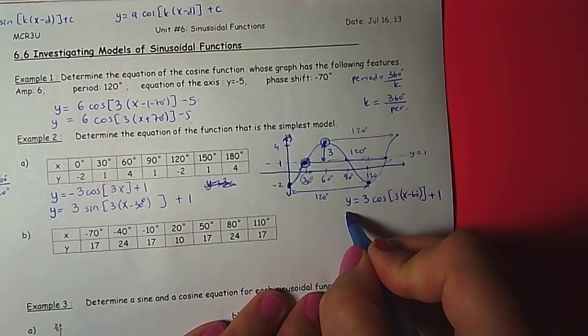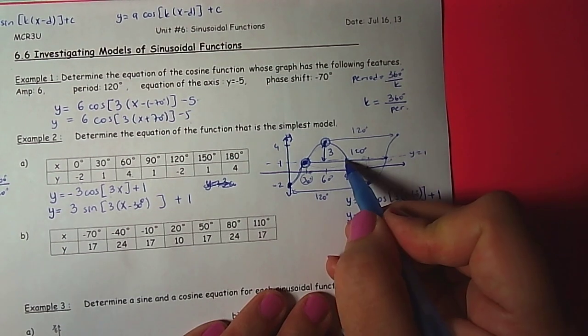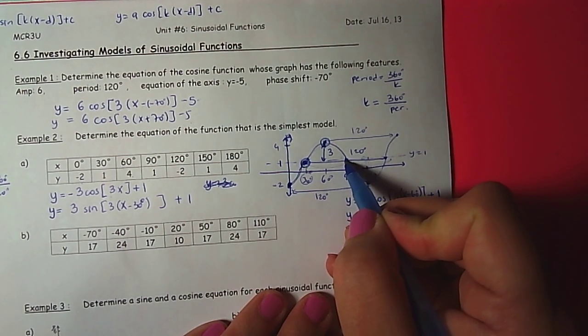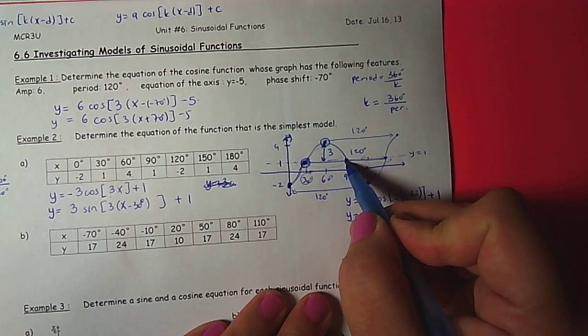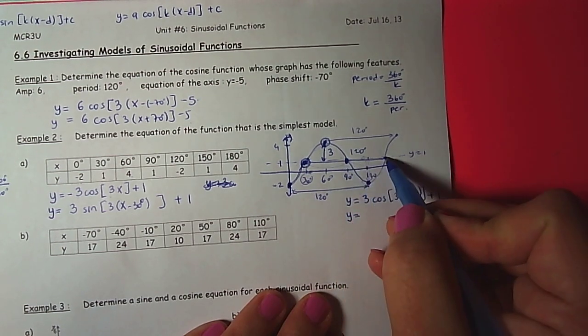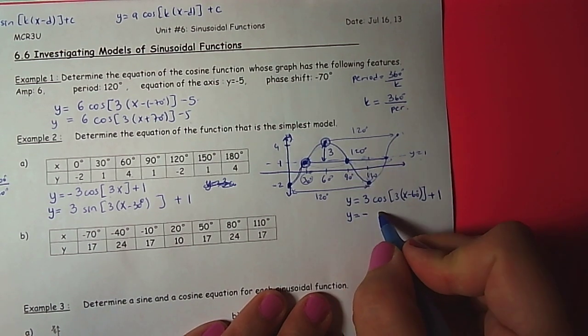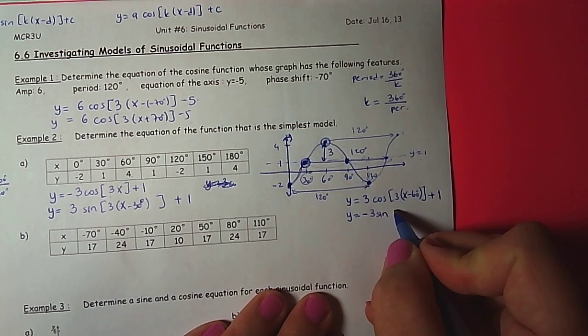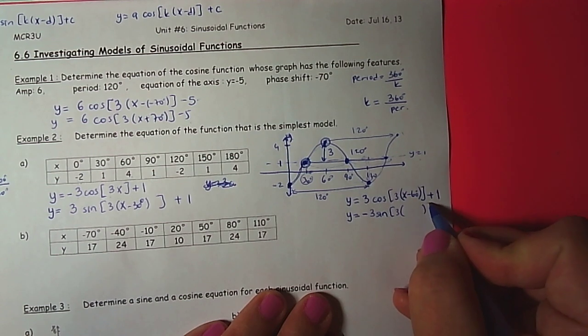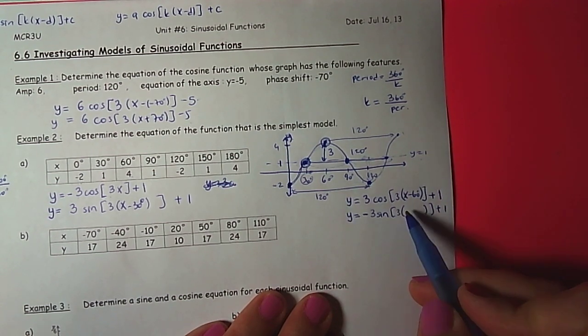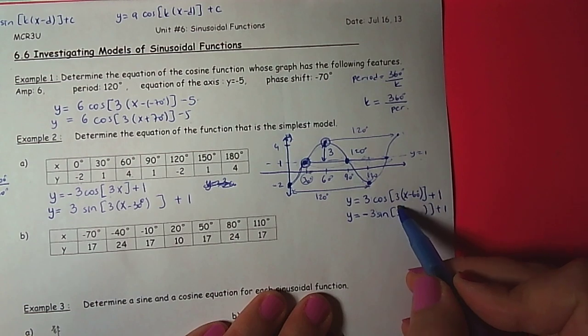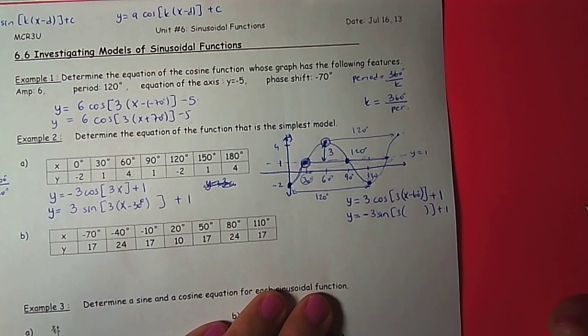Okay, so let me write even one more. How about if I take this key point as a start point? If that is the case, then this is the pattern: 0, min, 0, max, 0. So that will give you a negative sine function. So negative 3 sine 3 plus 1. Okay, again, a, k, and c values are the same.